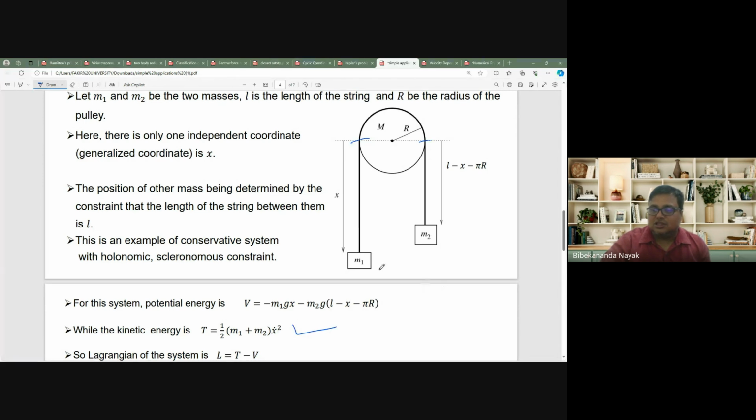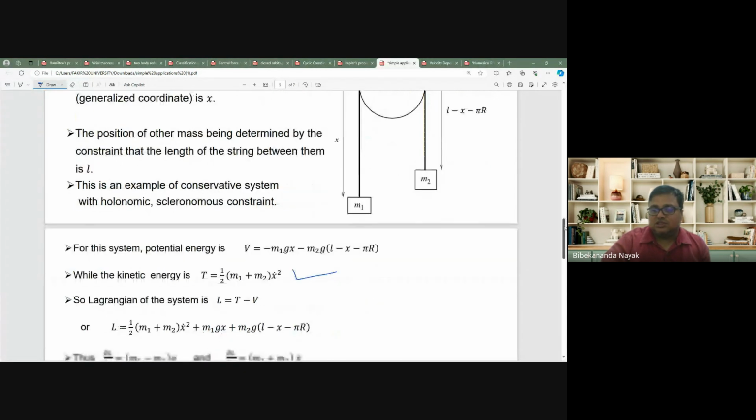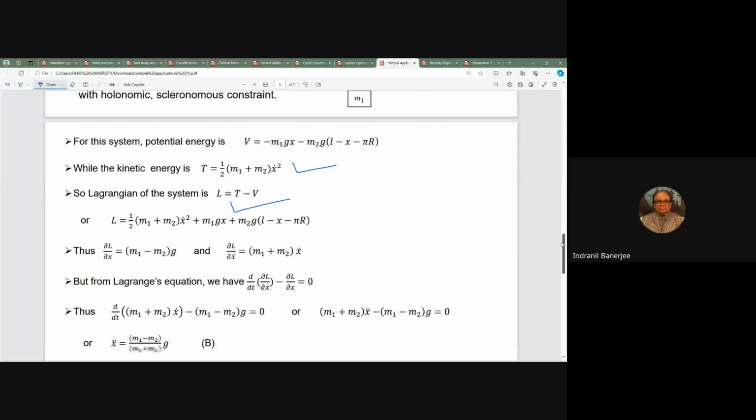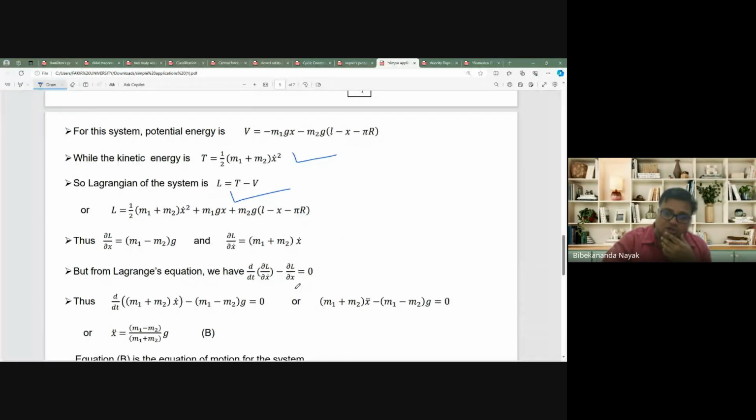And potential energy: here generally the origin of potential energy is over here, and m1 and m2 are below the origin, so it will be negative. So minus m1 g x and minus m2 g times L minus x minus pi r. By using this you can set the Lagrangian, and from this Lagrangian you can use Lagrange's equation to get the equation of motion. Once you find the Lagrangian, then with a simple derivative you can get this equation of motion.